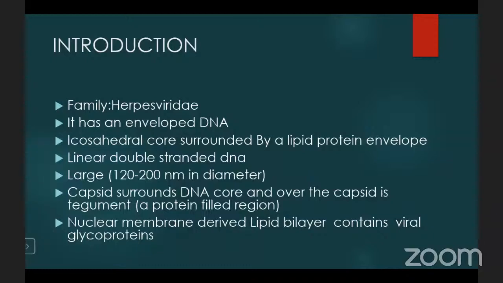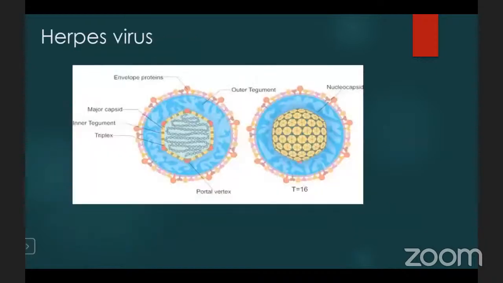Capsid surrounds the DNA core, and over the capsid is the tegument. It is a protein-filled region. Nuclear membrane-derived lipid bilayer contains viral glycoprotein.